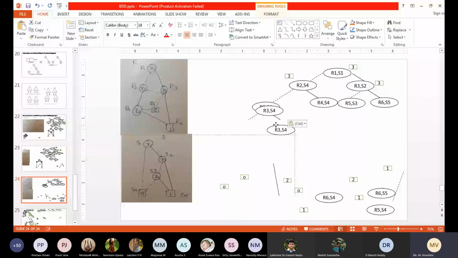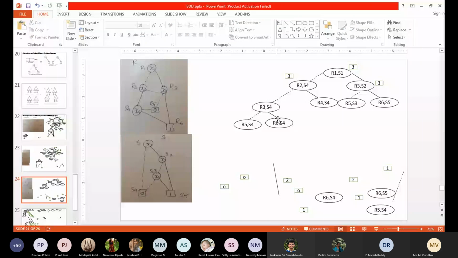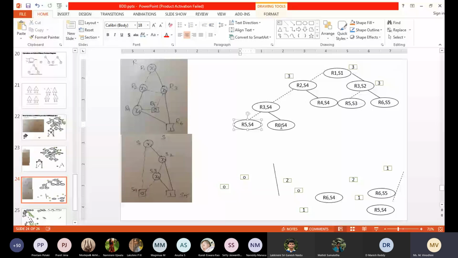R3 when it is 0 it is R5. R3 when it is 1 it is R6. S4 is the leaf node. R5 is a leaf node. S4 is a leaf node. So this is the end. R6 is a leaf node. S4 is a leaf node. This is the end. Coming to this line.